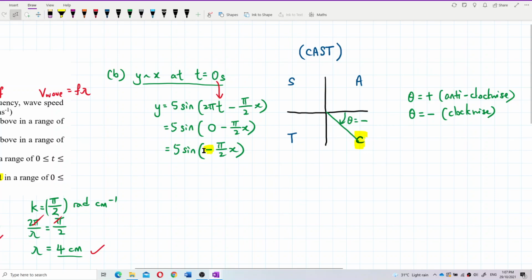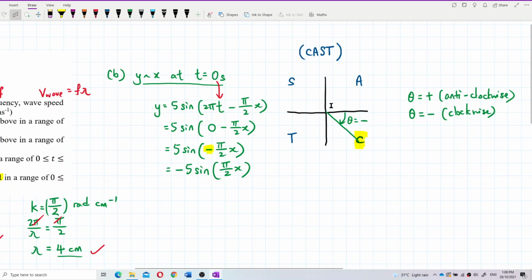Cosine region is not the region for the sine. You are in the wrong region. You understand or not? Your sine, you are in other people's region. If you are in other people's region, you become a negative sine. Your equation becomes negative. This one becomes negative 5 sine, and then this one becomes pi over 2 x, because you are in other people's region.